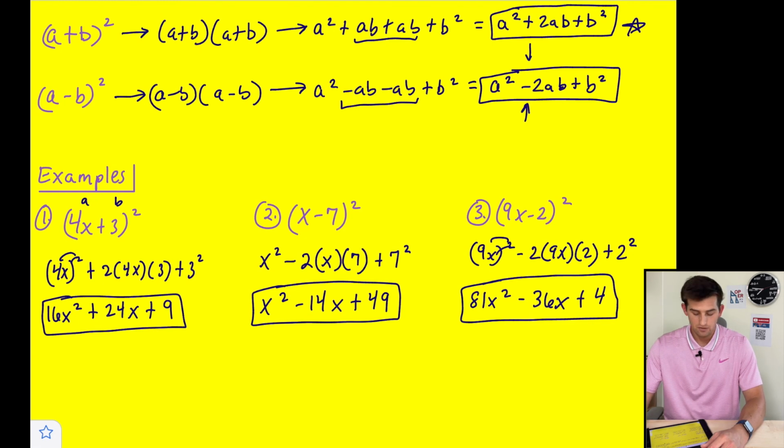One thing to note, all three of these trinomials that we got would be considered a perfect square trinomial. So whenever we have the square of a binomial, or a binomial squared, once we FOIL it out or apply this square of a binomial pattern, it results in a perfect square trinomial. So that's good for us to remember. And that's the square of a binomial pattern.